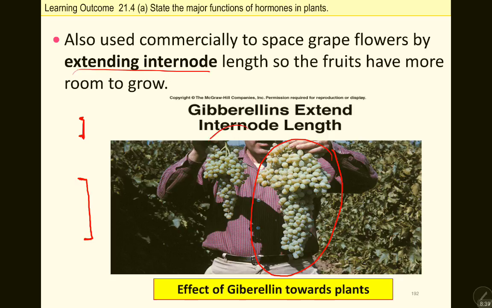Okay, this one is a shorter internode. So there is not much room for the fruits to grow, so it has fewer fruits. Okay.